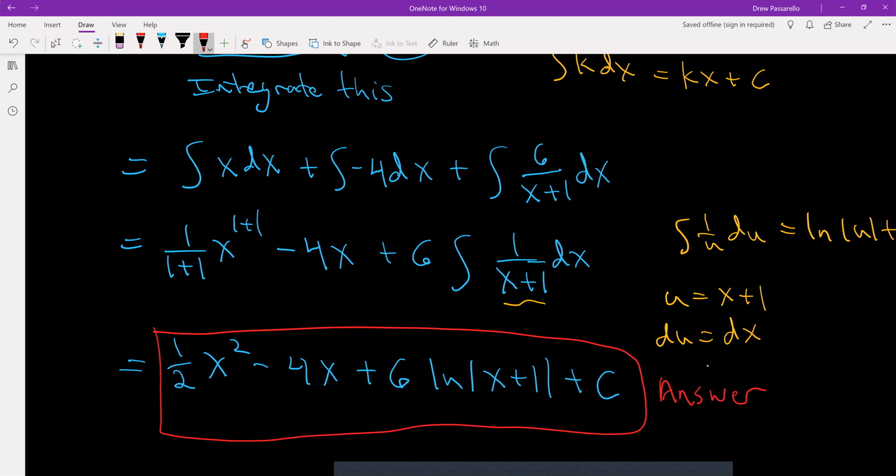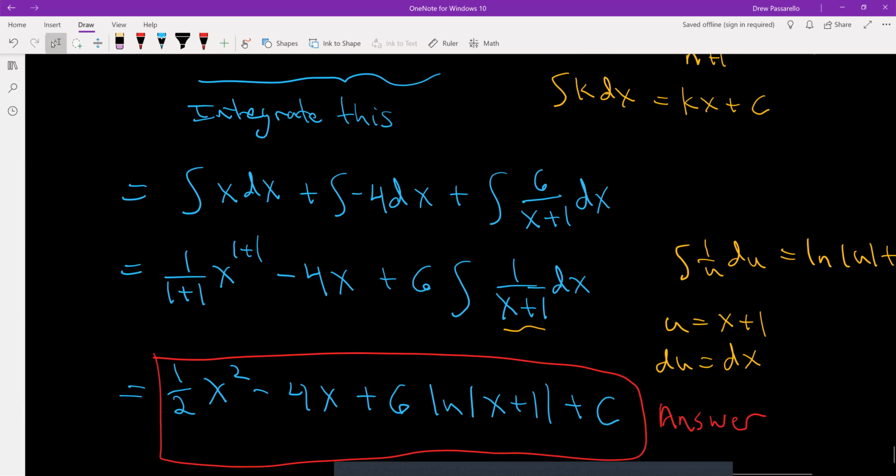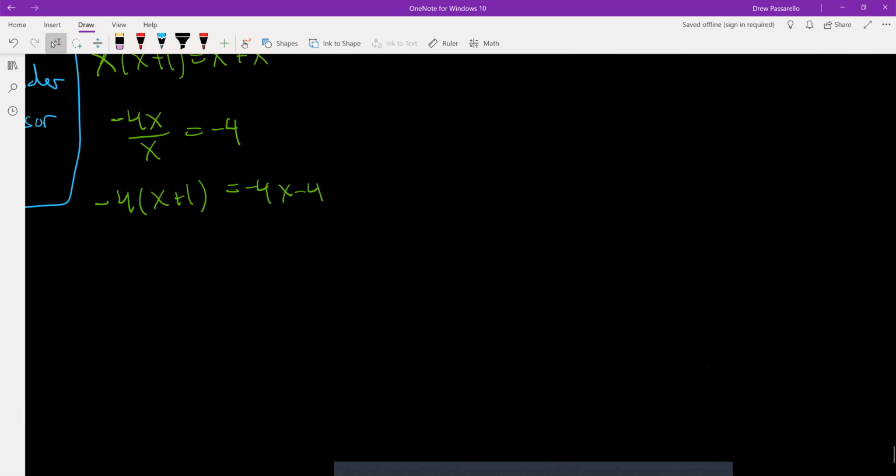All right, so I figured I would do this example just to show an example where you have to use long division, and then after I use the long division, then we can use our integral rules. All right, so that's the hard example.